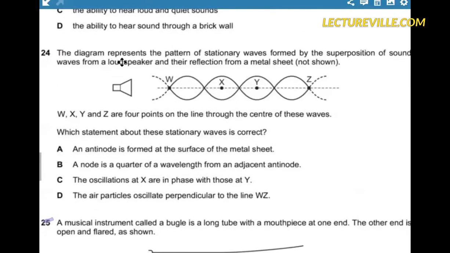The diagram represents a pattern of stationary wave formed by the superposition of the sound wave from the loudspeaker and the reflected wave, with four points on the line through the center of the wave. Which statement about these stationary waves is correct? Now, an antinode is formed at the surface of the metal sheet.